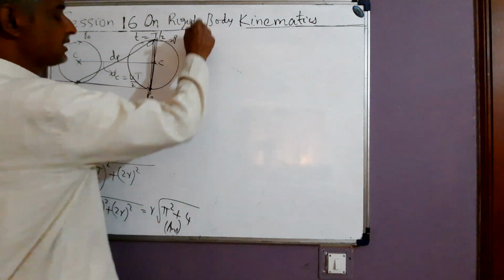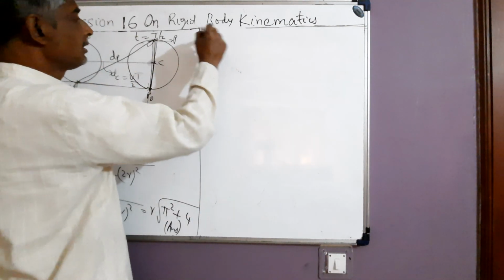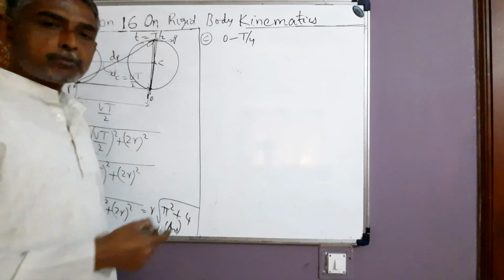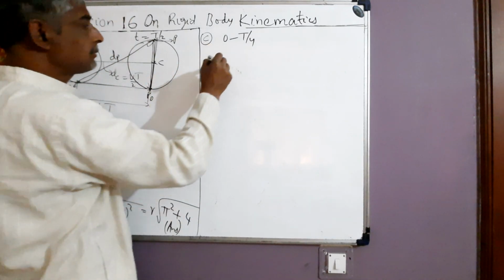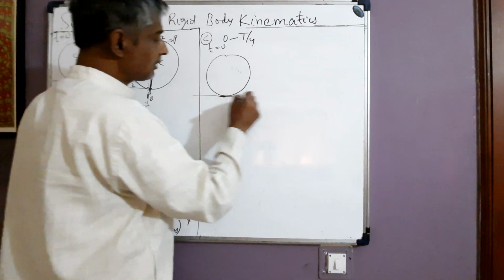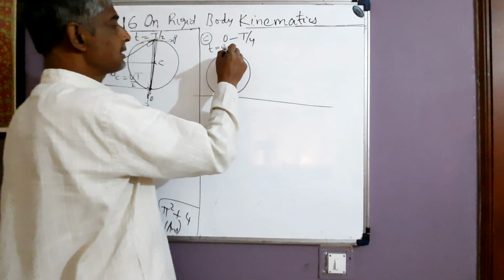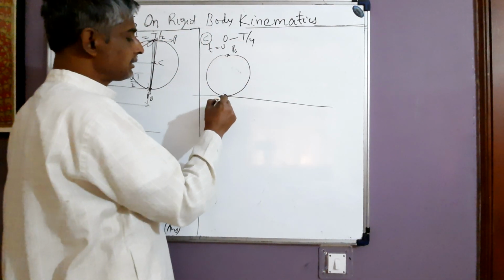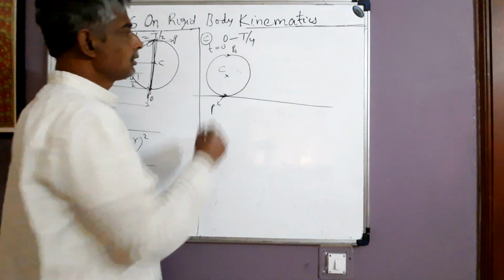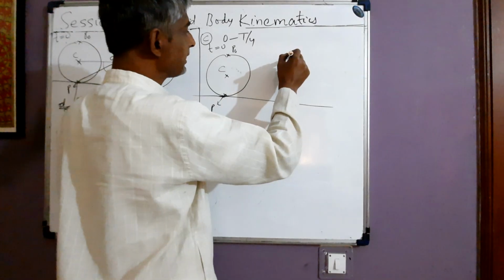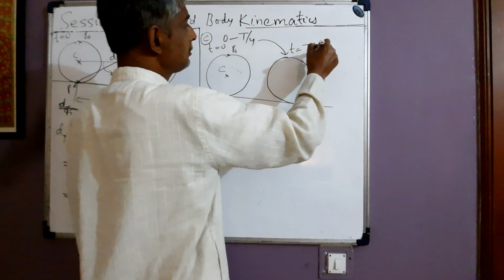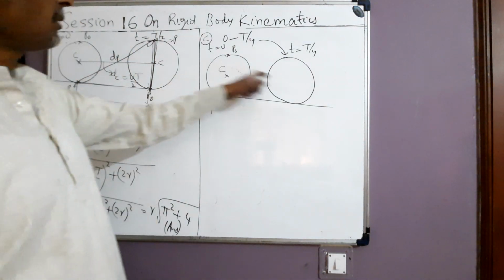Third part, part C, is this: displacement of point P in the interval 0 to T by 4. Capital T is the time period of one full rotation. So again, draw the diagram in this case. This is the diagram at time 0. This is the horizontal surface. This is the P naught point at the highest point, this is point P here. This is the center. Now in T by 4, the drum will have moved some distance ahead, somewhere here. This is at t equal to T by 4.